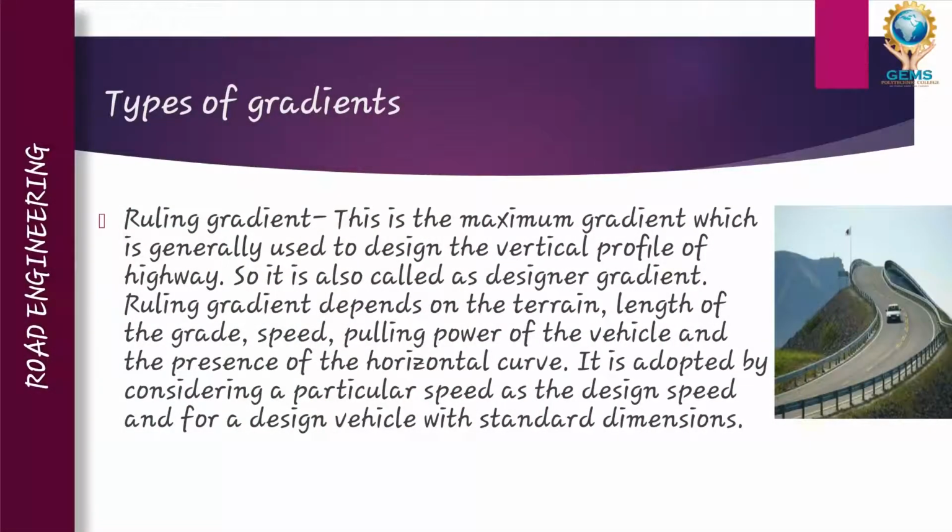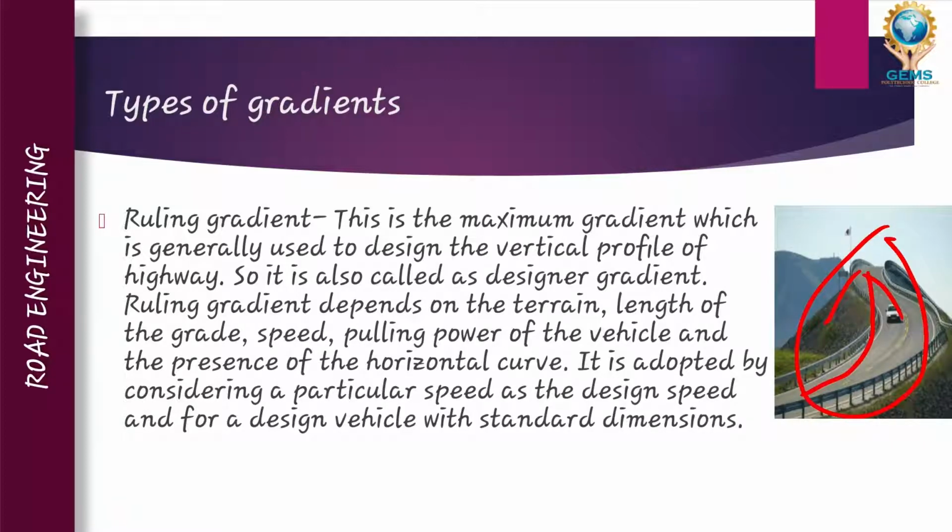Types of gradient. In types of gradient, we will see first is ruling gradient. As you can see, this image shows the ruling gradient. Ruling gradient is the maximum gradient which is generally used to design the vertical profile of the highway. It means the vertical profile of the highway is designed by it, so it is called the designer gradient.